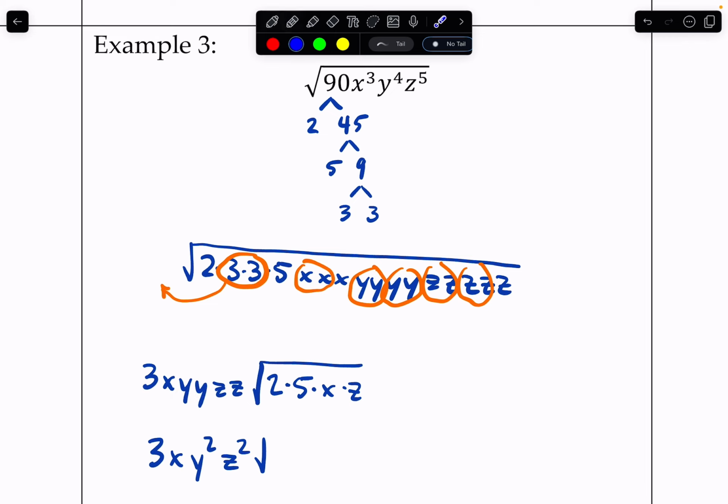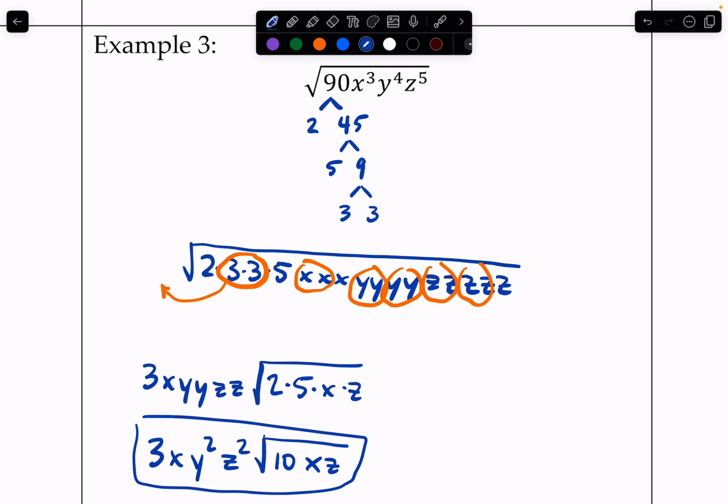And then anything on the inside that can be multiplied, I'm going to do the exact same thing. So for example, 2 times 5 I can rewrite as 10. And then I've got x times z, and nothing can really happen with those. And that's it. That's my final answer.